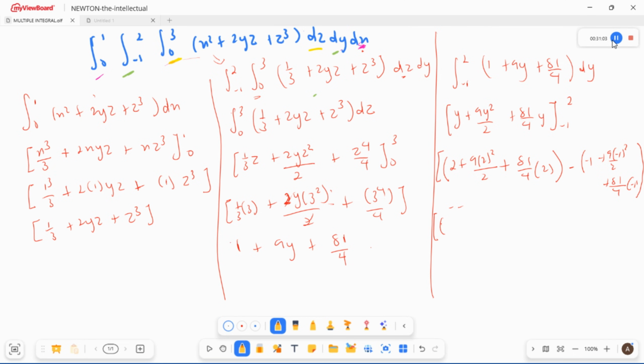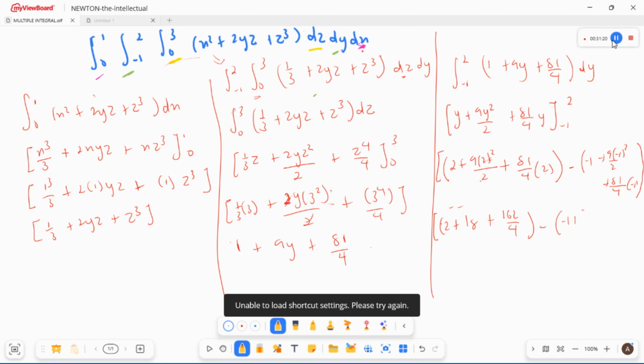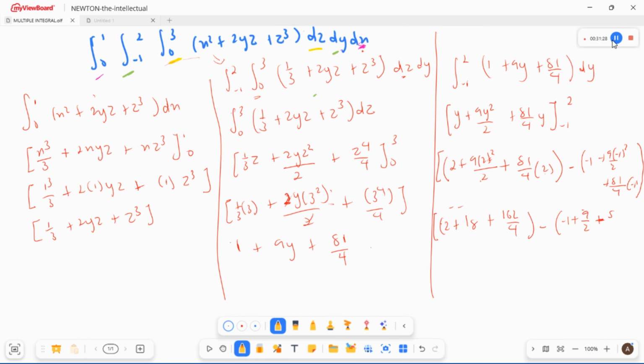So we have here 2 plus 2 squared, that's 4 times 9, which is 36 over 2, which is going to give us 18. Plus here we have 2 times 81, which is 162 over 4. Then we have minus 1 plus minus 1 squared, which is 1 times 9, so we have 9 over 2. Then we have minus 81 over 4. So we have this, and then we just simplify.